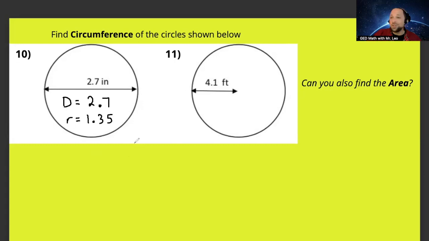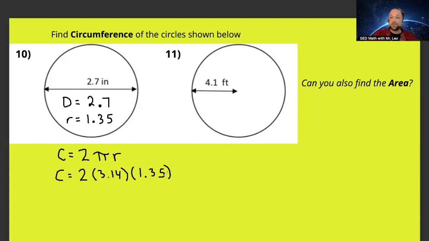Write the original formula. Don't ever skip this step. Trust me. How long does it really take just to do this? C equals 2 pi r. Isn't it worth taking a few seconds to always rewrite the formula and not make any mistakes? Just write it out. Now let's plug in what we know. 2 is 2. Pi is 3.14. And the radius is what? 1.35. All right. Grab a calculator. 2 times 3.14 times 1.35. Oh, wow. Look at this number.